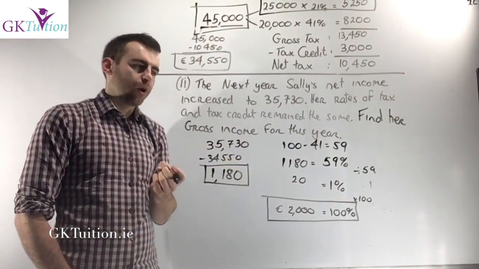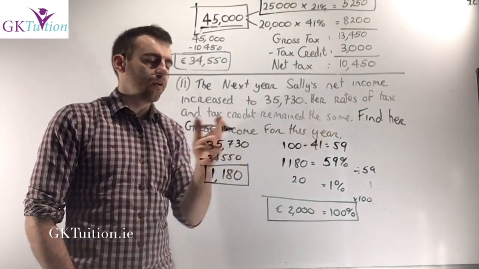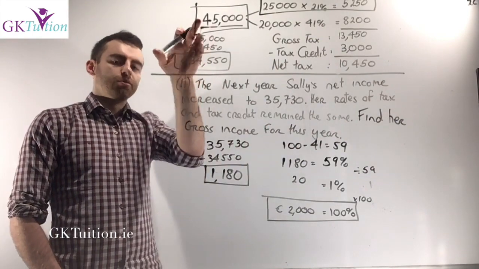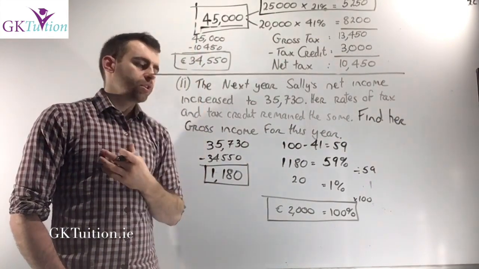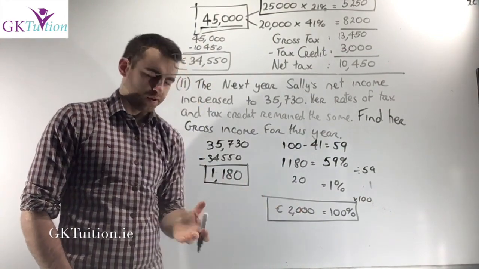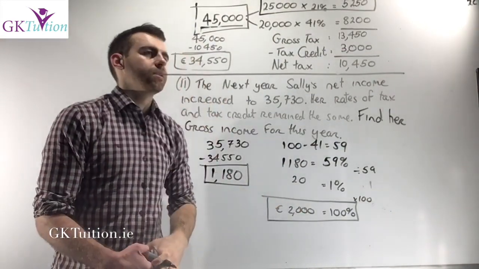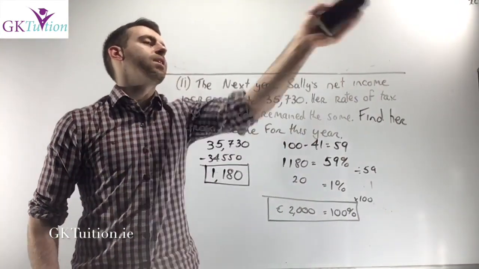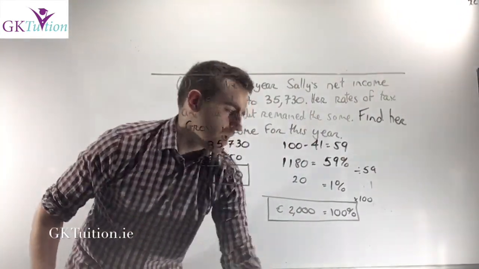Now let's just look at what the question asked. The question asked us to find her gross income for this year. Her gross income the previous year was 45,000, and we're just after working out that her gross income has increased by 2,000. So if it was 45,000 last year, all I need to do is add 2,000 to it. So obviously this we didn't actually need, I was only using it as an example.